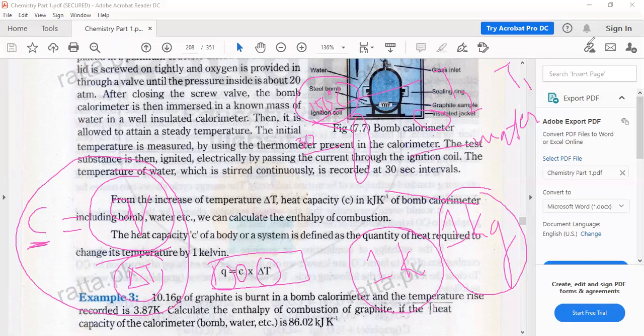This is all about the measurement of enthalpy by glass calorimeter and bomb calorimeter. Tomorrow we will discuss examples or problems related to these two topics.